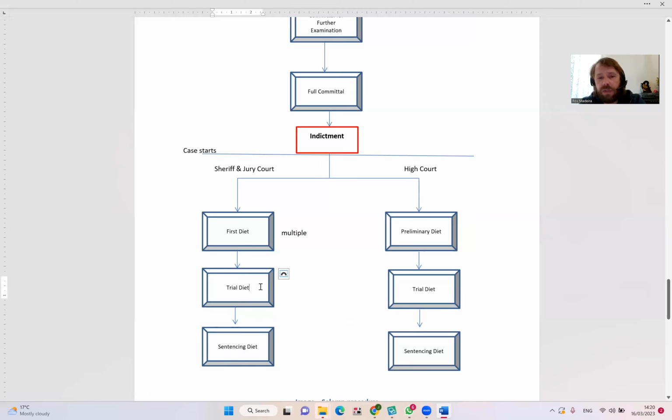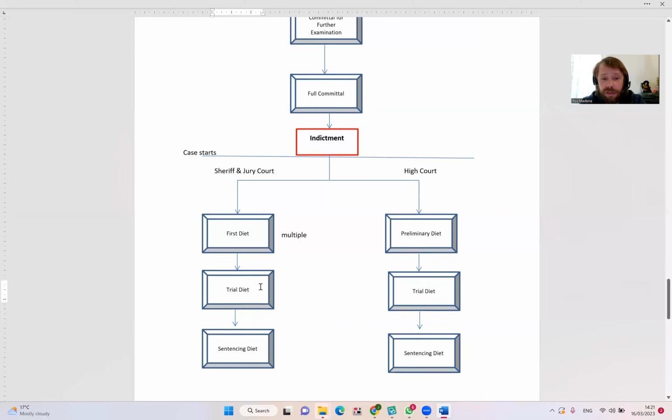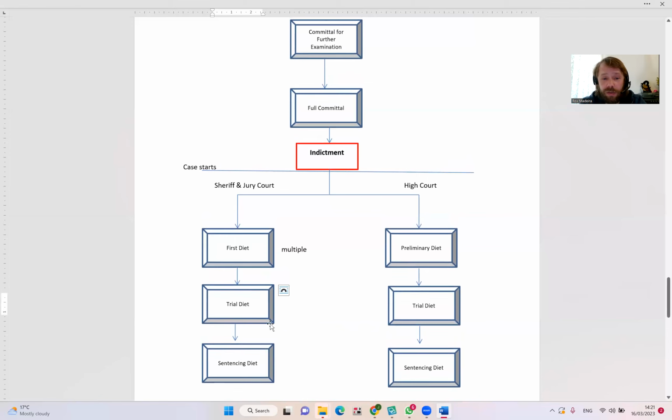From a newer interpreter's point of view, solemn procedure is more serious. It typically deals with more serious cases. So really, you want to have a few jobs under your belt before you attempt solemn cases. It doesn't always work that way. My very first court case many years ago was a sheriff and jury trial, a 2-day trial. That's just the nature of it.